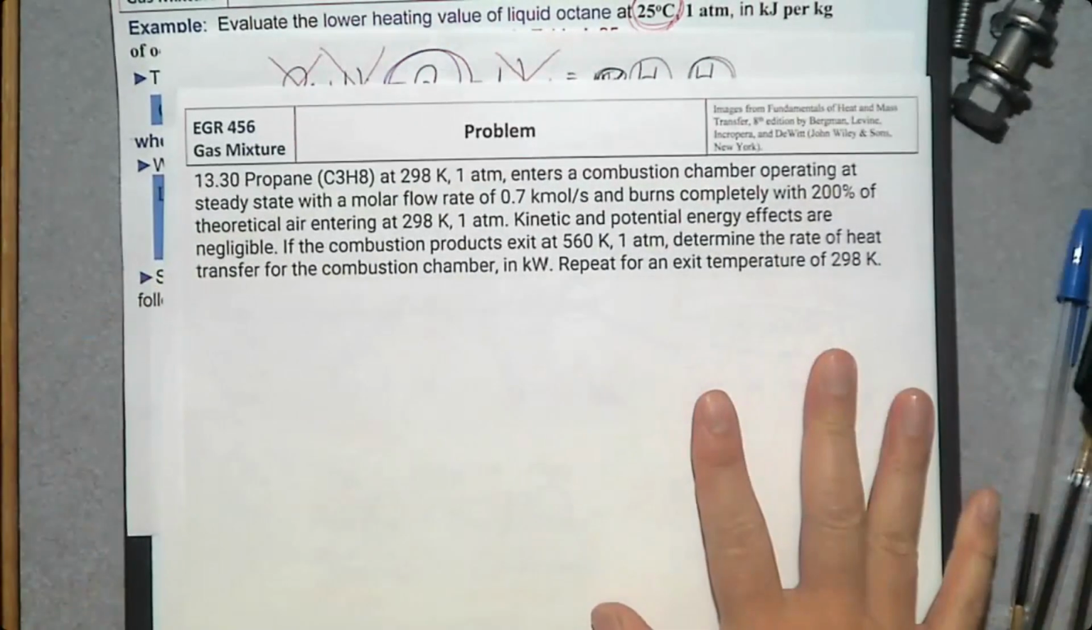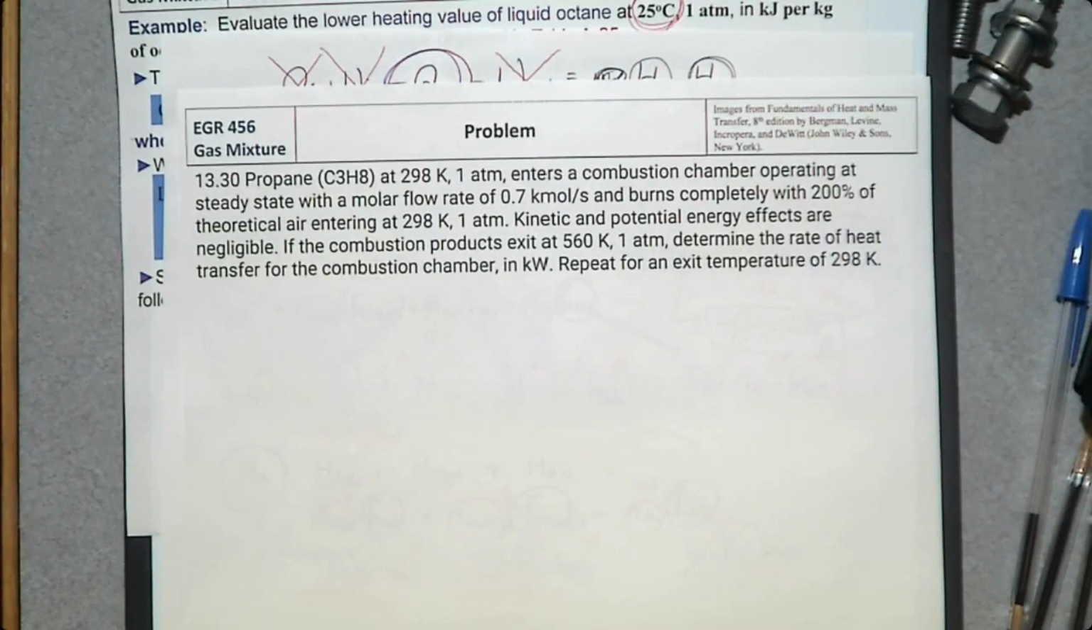So the next problem, this is the following problem. Now we have a simpler substance. Liquid octane is C8H18, but this time it's propane, only C3H8. At the inlet, it is the standard temperature, 25 degrees Celsius. But at the exit, we have 560 Kelvin. By solving this one, you will know how to use table A23 to determine the enthalpy, not at the standard temperature, but at elevated temperature. But we are out of time, so we will stop here.